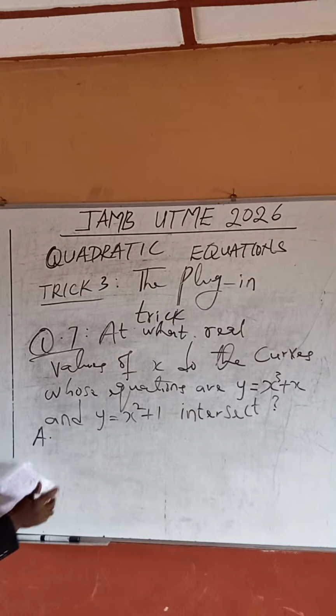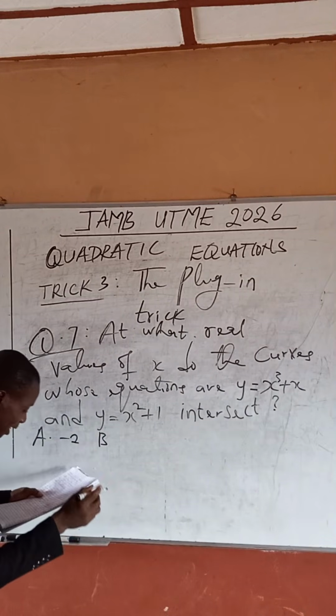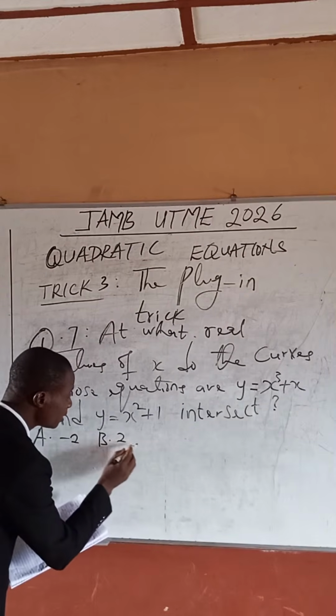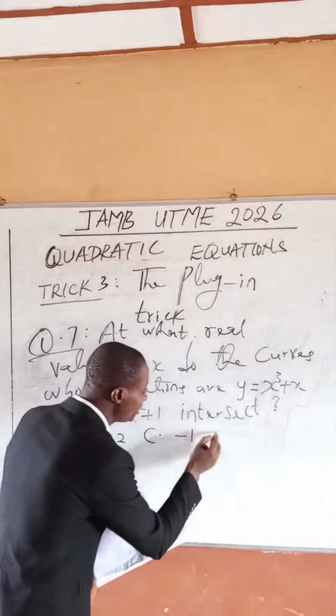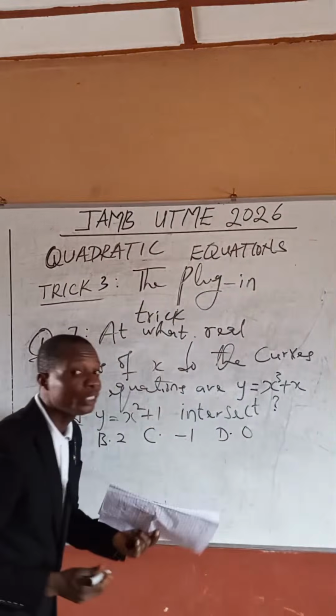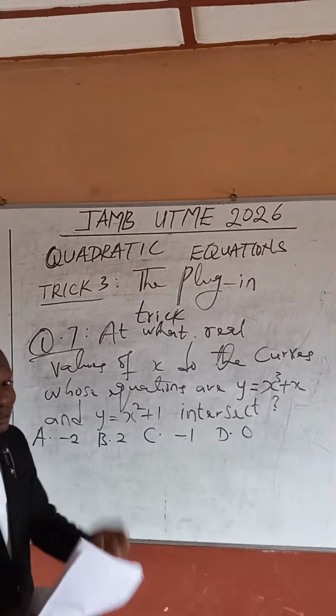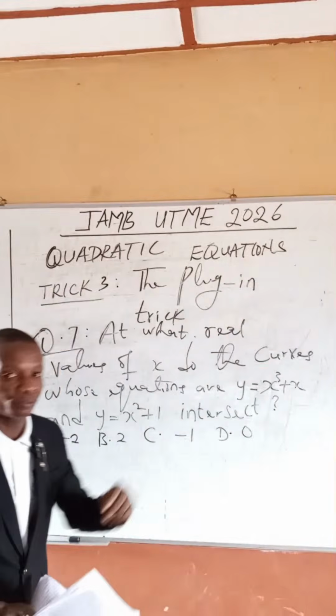A, we are given -2. B, we are given 2. C, we are given -1. And D, we are given 0. Remember, I told you to always start from the smallest. Don't always start from the bigger ones. Start from the smallest. 0.